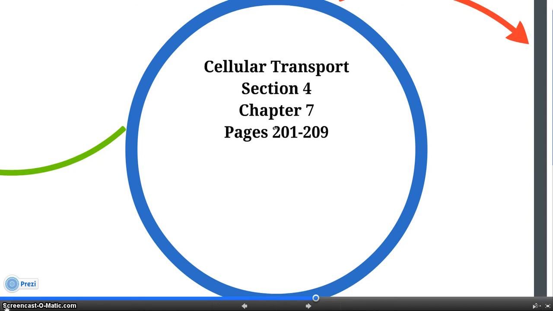These are your active transport notes of the cellular respiration, Chapter 7, Section 4 unit.